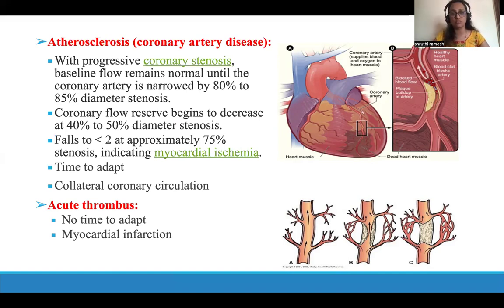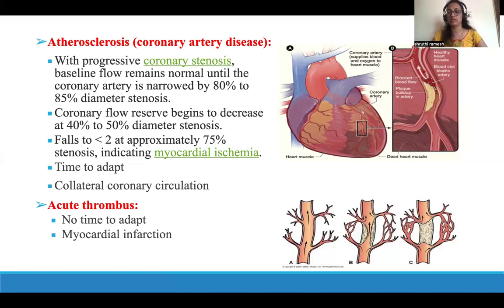But with such progressive coronary stenosis also, the baseline flow remains normal until 80 to 85% of the diameter reduces. The coronary flow reserve also begins to reduce only at around 40 to 50% of the diametric stenosis, but it falls below 2 whenever there is 75 to 80% of the occlusion, which indicates a severe stenosis. When such cases are seen, it usually leads to myocardial ischemia.